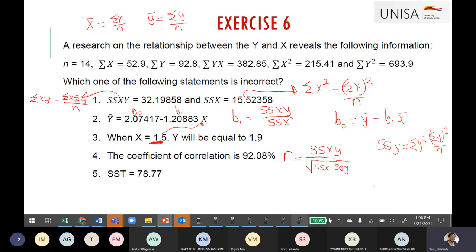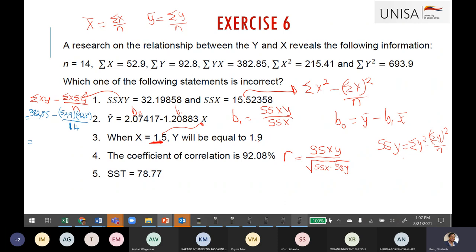Okay, so in terms of the first question, the summation of XY is 382.85 minus the sum of X, which is 52.9, times the sum of Y, 92.8, divided by N of 14. So you just need to go and calculate that.